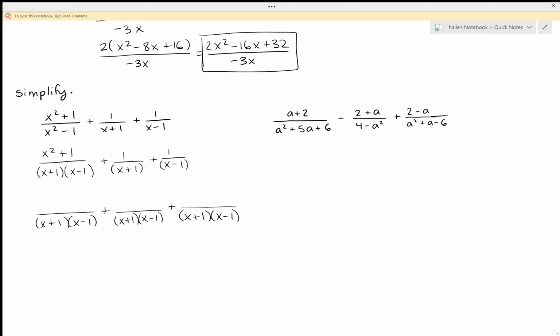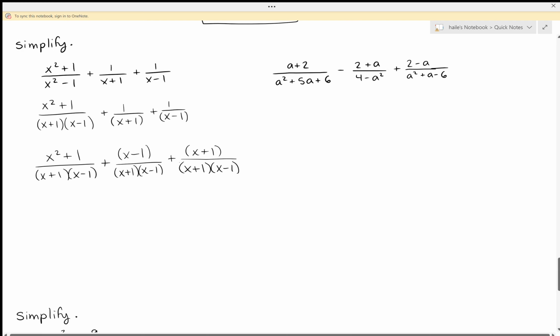So for the first fraction, we didn't multiply by anything because we already had the least common denominator. So that numerator isn't going to change one bit. In the second fraction, to go from x plus 1 to x plus 1 times x minus 1, we were missing the x minus 1. So we have to multiply by that on the top. And then in the third fraction, I had the x minus 1 in the denominator, but I was missing the x plus 1. So I'll go ahead and write that on the top of that third one.